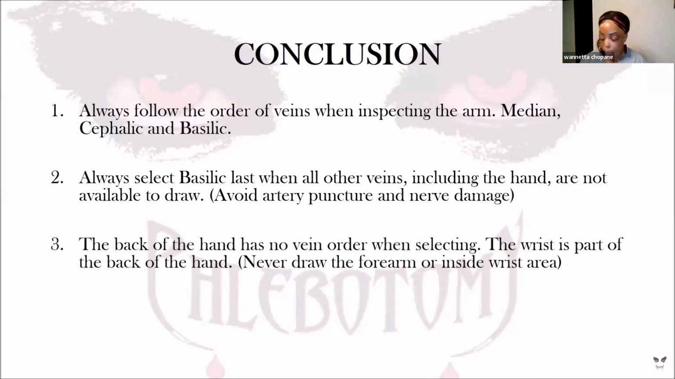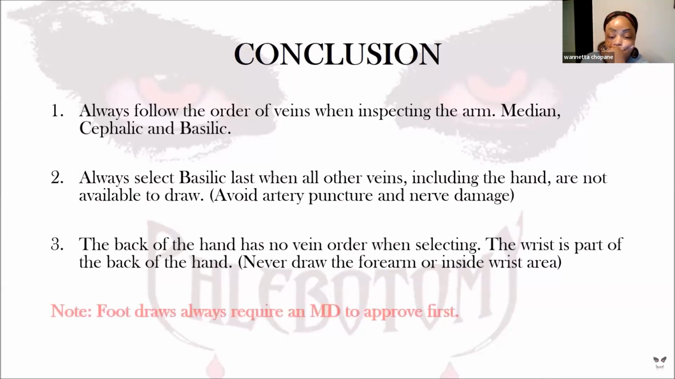Now the back of the hand has no vein order when selecting. The wrist is part of the back of the hand, and never draw the forearm or inside the wrist area. So the dorsal metacarpal veins have no specific vein order. Whatever vein you find in the back of the hand and feel comfortable drawing, then make your venipuncture attempt on that vein. And again, never draw the forearm or inside the wrist area. That is against the standard of care.